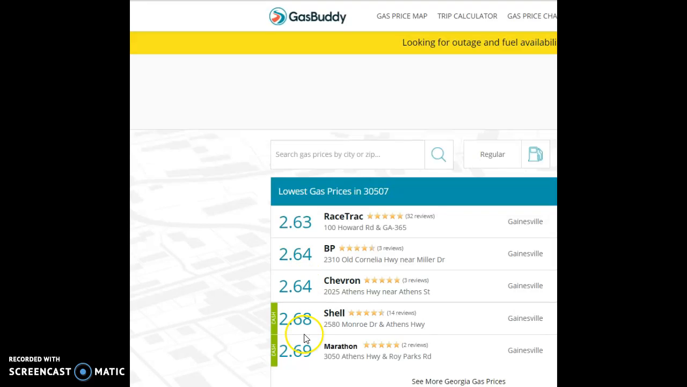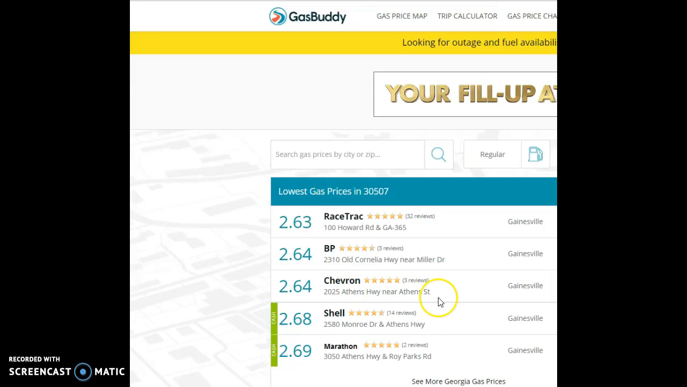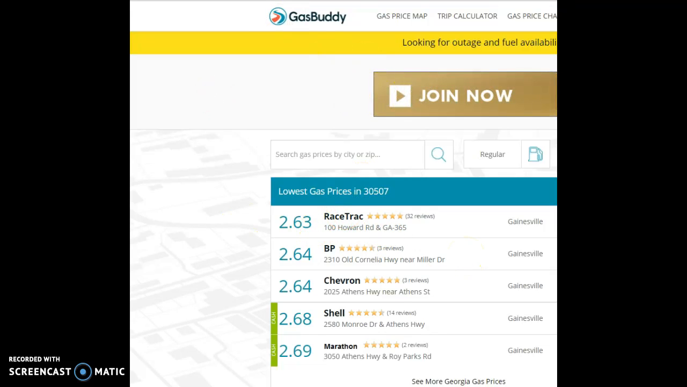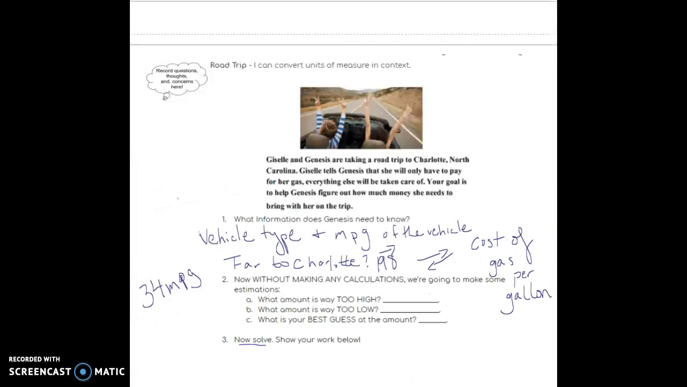All right, so 2.63, 2.68, 2.69. So let's say 2.65, give or take. That's the Chevron on Athens Highway. Or that racetrack right there on 365 is 2.63. So we're paying $2.63 a gallon. Now, of course, maybe a tank of gas will get us there and back, but we may have to pay a different price for gas. But we're going to go based on this one gas price right now, okay?